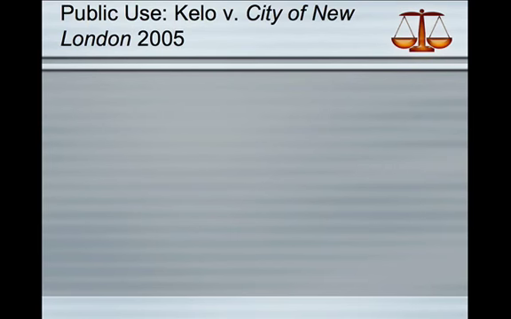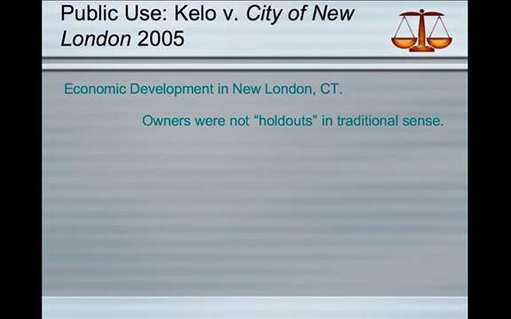Another example of unintended consequences. And then this is the one you probably... This one. Yeah, this is a big one. Kelo versus the City of New London. Economic development in the City of New London.